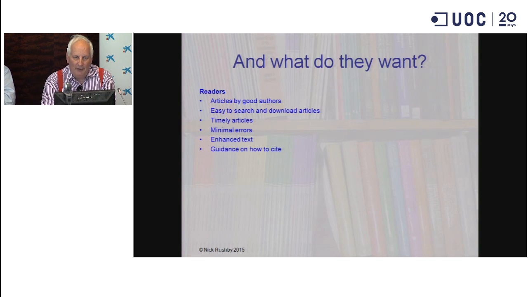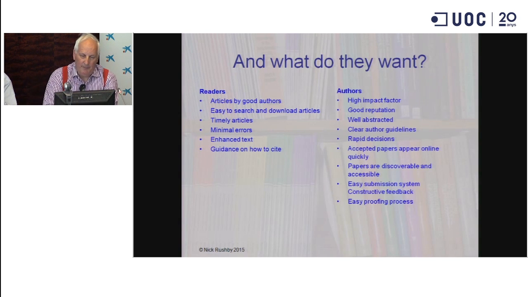They really do not want errors in their papers, because errors mislead and errors make it difficult to read. You know, typographical errors. Readers don't like it. The evidence seems to be that they like their text to be enhanced. They like enhanced meta-tagging, so that if there is a reference, they can just hover their mouse over it and they can see that reference. If there's a bit of video that you've referred to, see that bit of video. And because they want to use that paper in the work that they do, they would like guidance on how to cite that paper. So much for the readers.